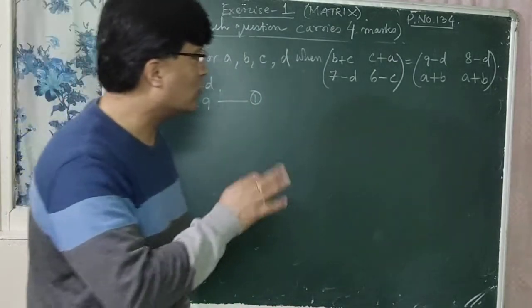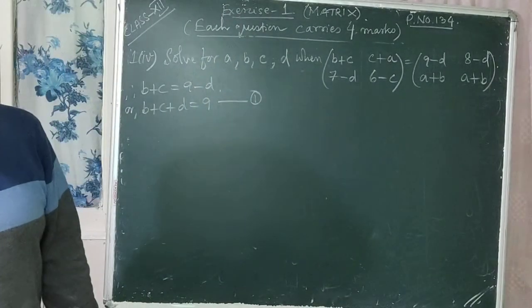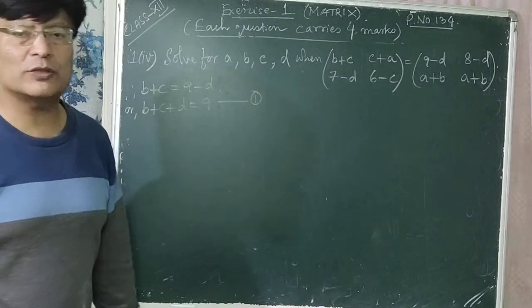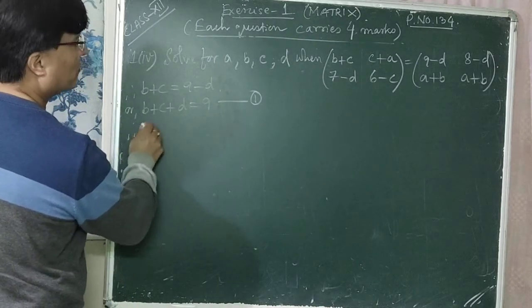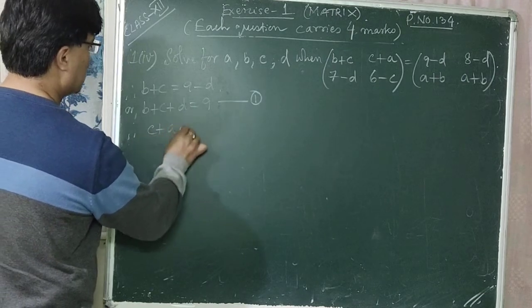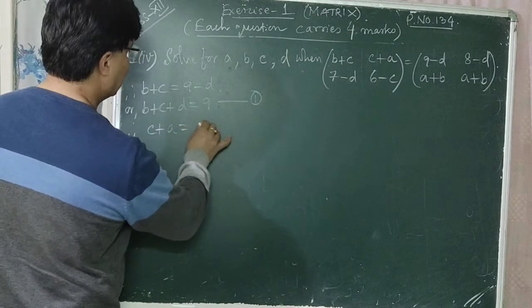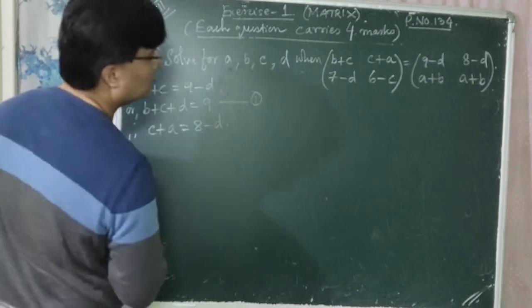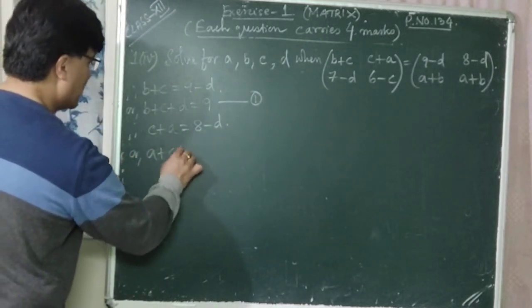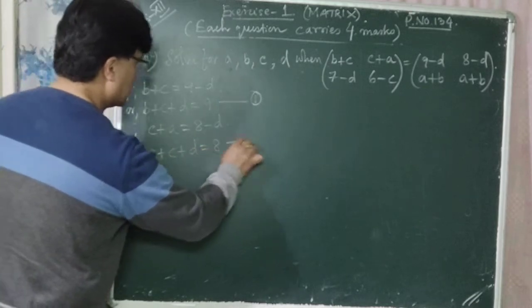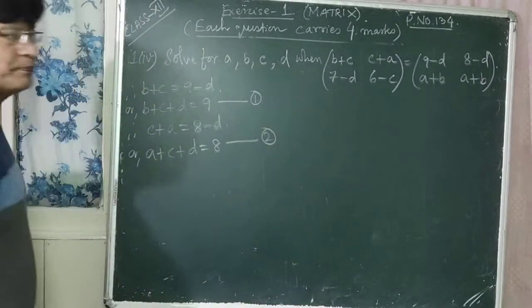Again in the first row, second elements are equal. So second elements from both the sides are equated now. So what do we get? Therefore, c plus a is equal to 8 minus d. Right? So or we can write here a plus c plus d is equal to 8. So this is equation 2.